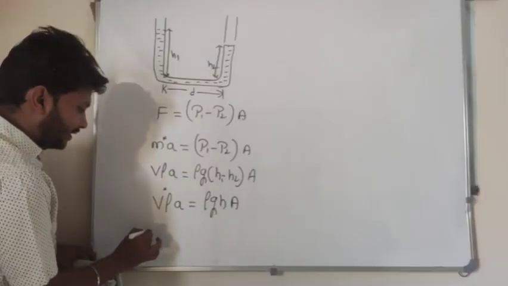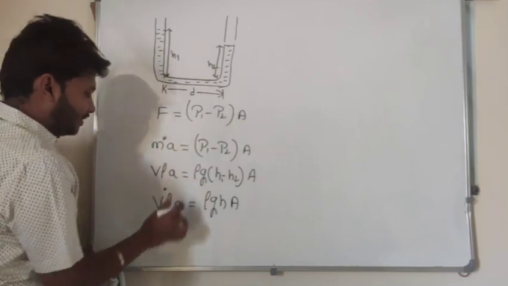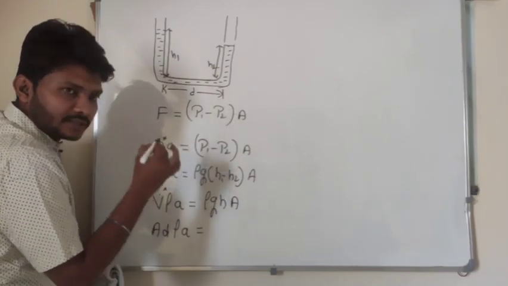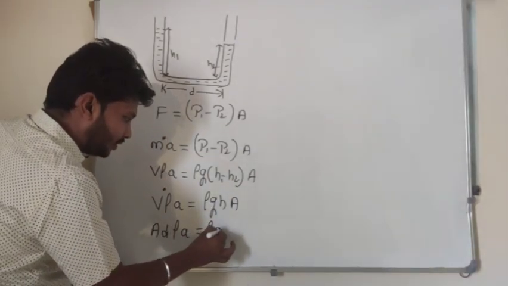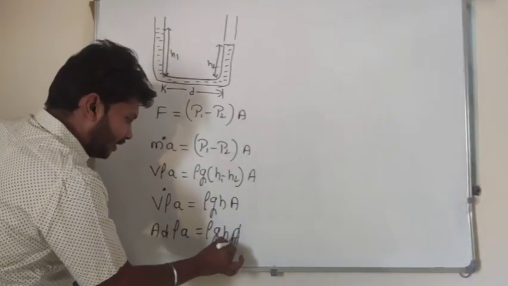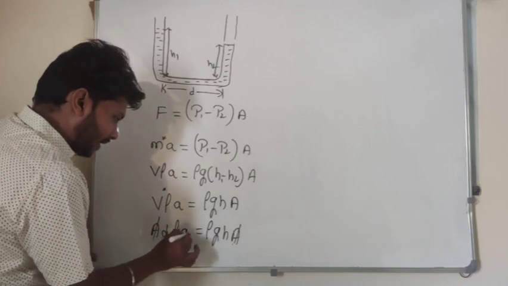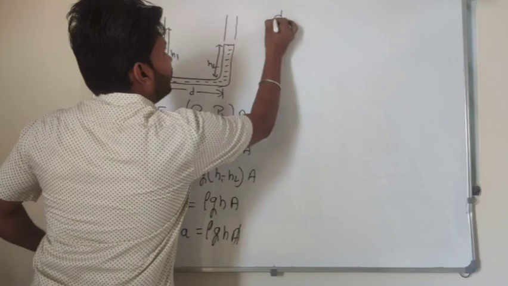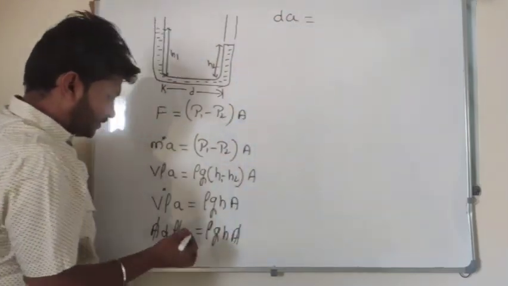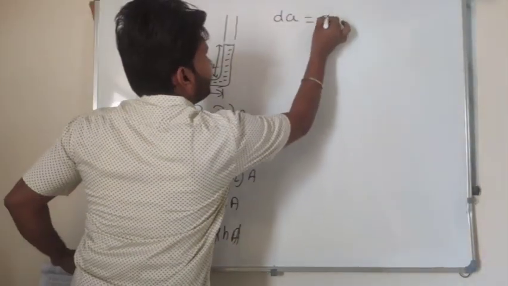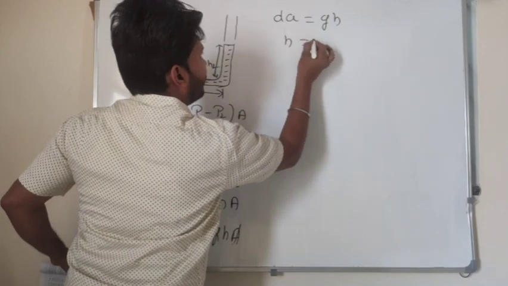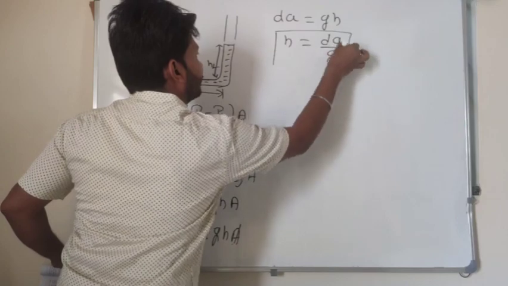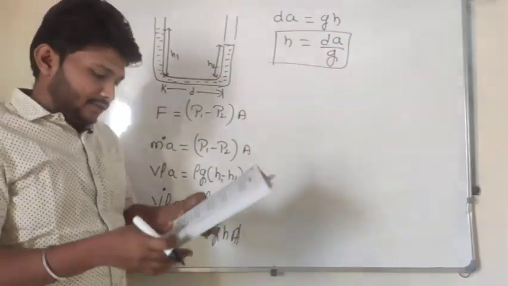Volume I take as area into length, length meaning the distance between the two limbs. So rho into A into D into small a equals rho into g into H into A. The A term gets cancelled and the rho term gets cancelled here. Then D into a equals g into H, where H equals D into a divided by g. So this is the required answer.